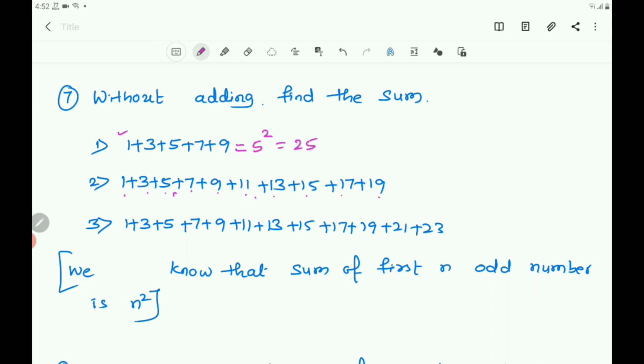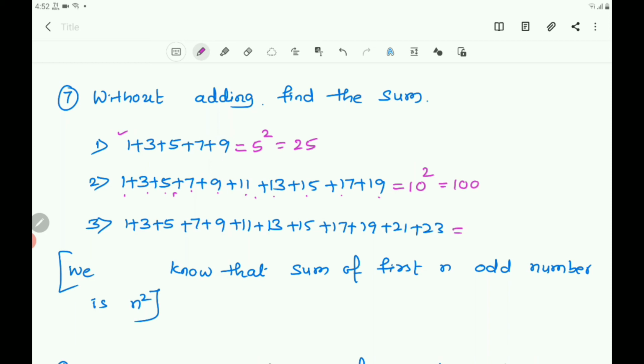Here there are 10 odd numbers. Count them once again. 1, 2, 3, 4, 5, 6, 7, 8, 9, 10. They are the first 10 odd numbers. So you can write the sum of the first 10 odd numbers is 10 square equals 100.